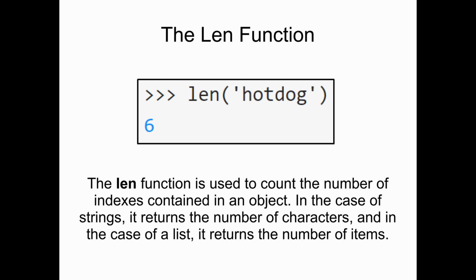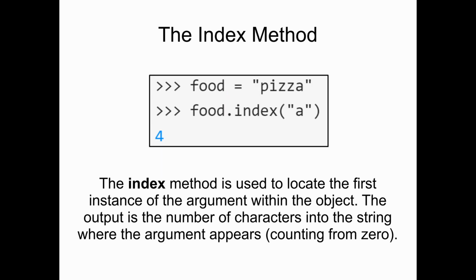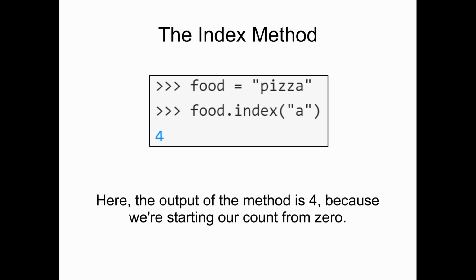In the case of strings, it returns the number of characters, and in the case of a list, it returns the number of items. The index method is used to locate the first instance of the argument within the object. The output is the number of characters into the string where the argument appears, counting from 0. Here, the output of the method is 4, because we're starting our count from 0.